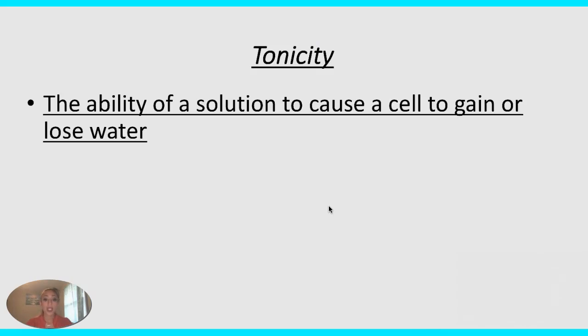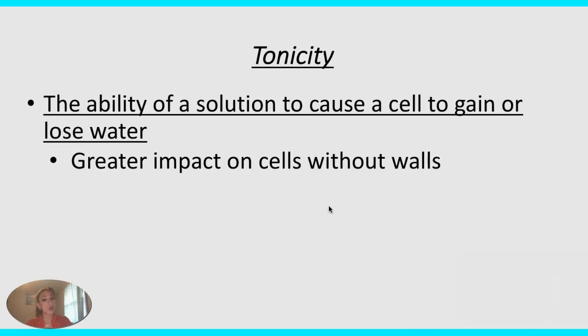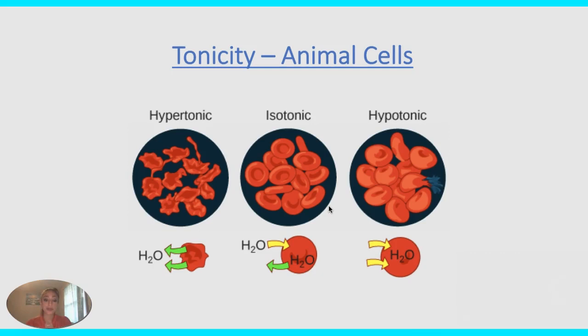Okay. To understand what's going on with osmosis, we can start talking about tonicity, which is the ability of a solution to cause a cell to gain or lose water. Remember, gaining or losing water is the movement of water molecules, which is osmosis. Tonicity is going to have a greater impact on cells without cell walls. So that means it's going to have a greater impact on animal cells, but not so much an impact on plant cells because they have a cell wall.